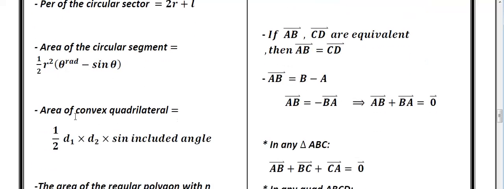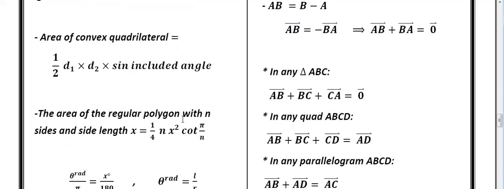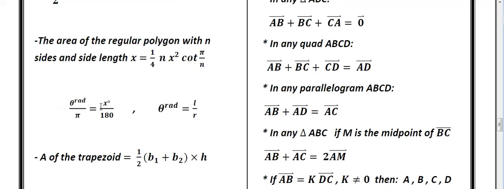And the area of a convex quadrilateral, meaning such a polygon, we can call it a quadrilateral, such as a parallelogram. You can find its area as half diagonal 1 times diagonal 2 times sine of the included angle. And the area of a regular polygon with n the number of sides and side length x. Now, we must know this rule: a quarter times n x squared cotan of pi over n, where n is the number of sides and x is the length of a side. And we have a relation between theta radian and theta degree.